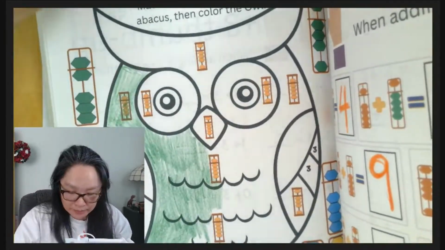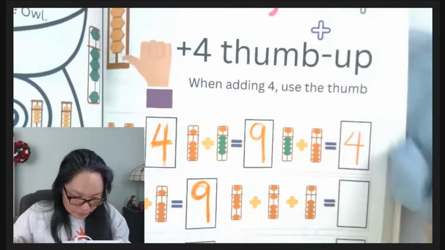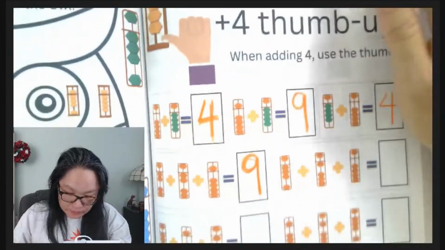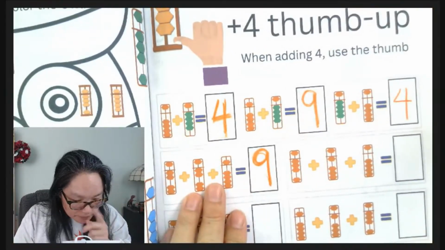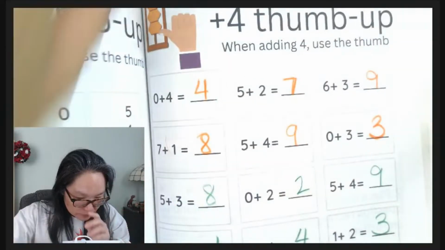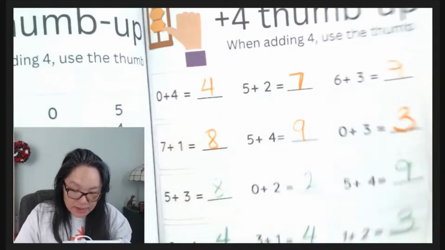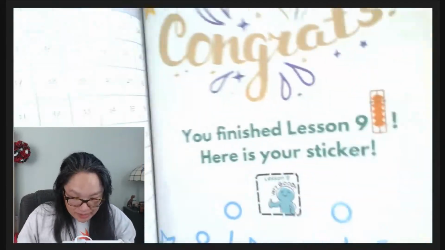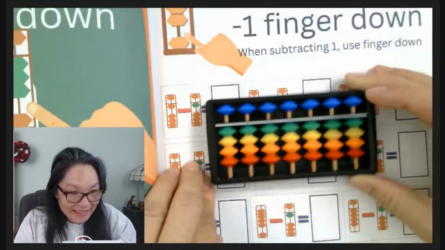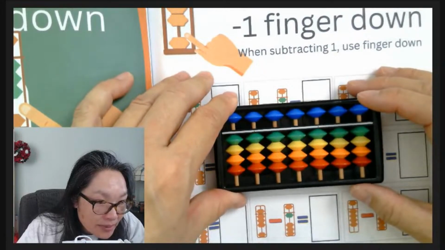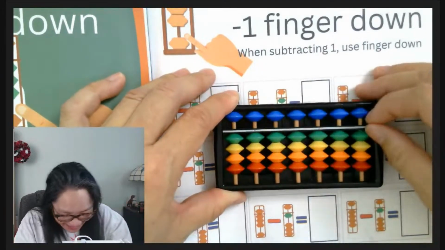Okay. So this one's a color by number. And then after we add, guess what we do? We learn how to subtract. Why? Because we need to be balanced. We need to have a like a yin and yang. Your low key abacus, yeah.